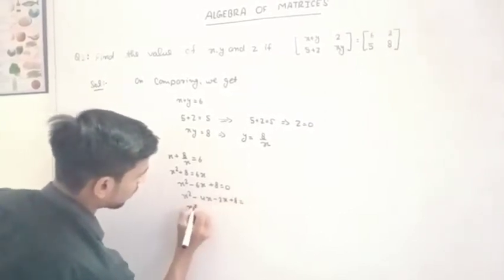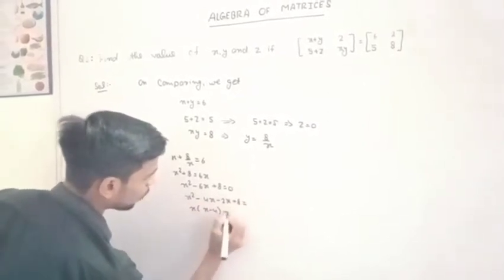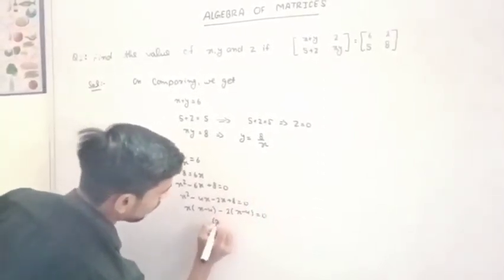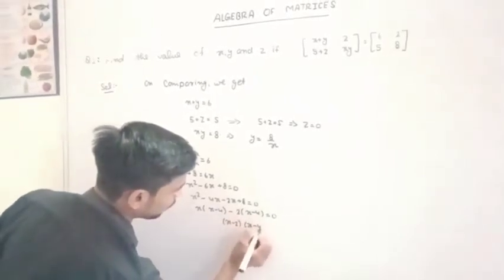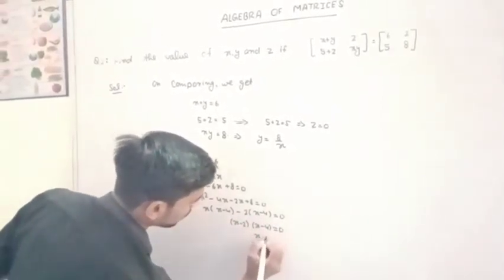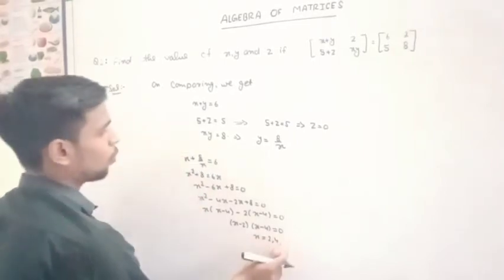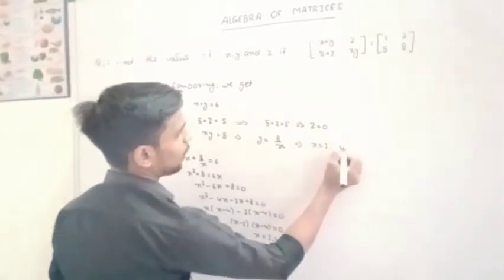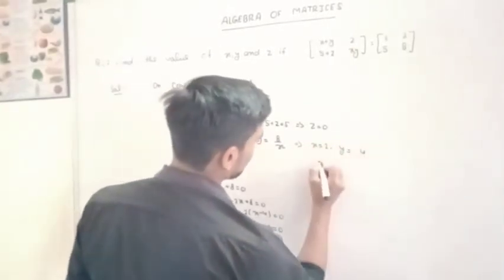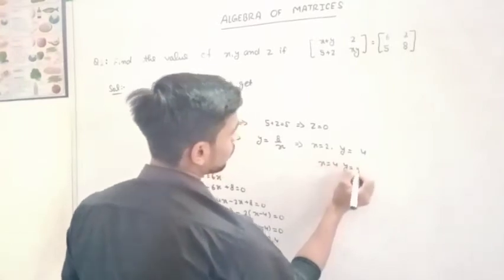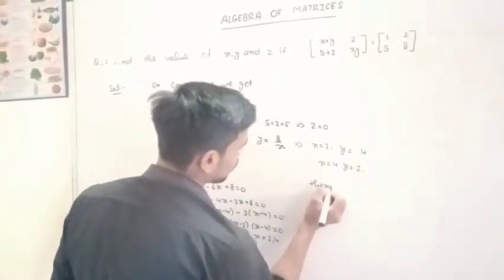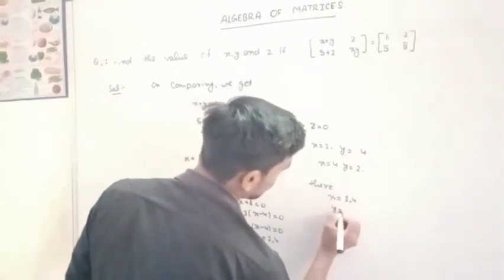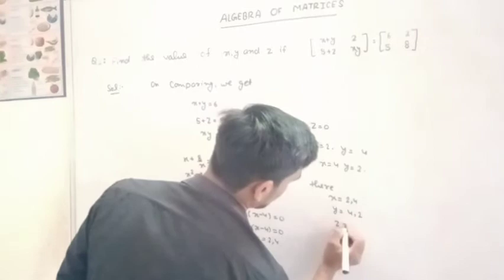On taking common x, what will we find? x minus 4 and minus 2 (x minus 4) is equal to 0. Therefore (x minus 2)(x minus 4). So the possible values of x are 2 and 4. On putting these values here, what will we find? At x is equal to 2, y will be equal to 4, and at x is equal to 4, y will be equal to 2. Therefore x is equal to 2 or 4, y is equal to 4 or 2, and z is equal to 0.